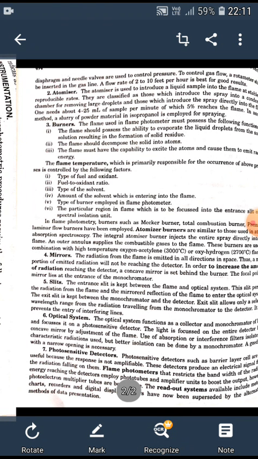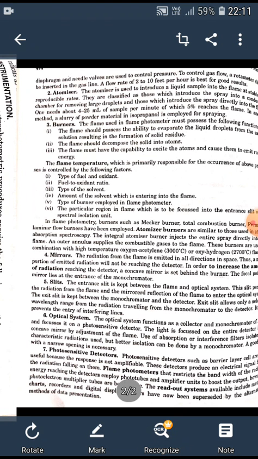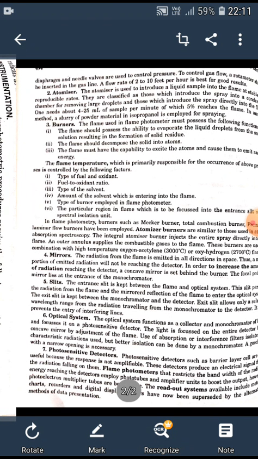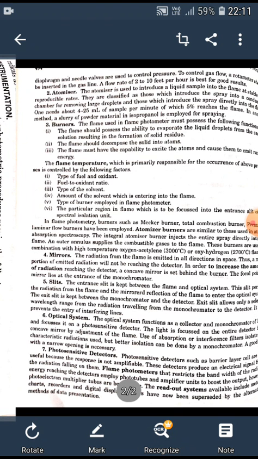Burners. The flame used in flame photometer must possess the following functions. The flame should possess the ability to evaporate the liquid droplets from the sample solution, resulting in the formation of solid residue. The flame should decompose the solid into atoms, and the flame must have the capability to excite the atoms and cause them to emit radiant energy.